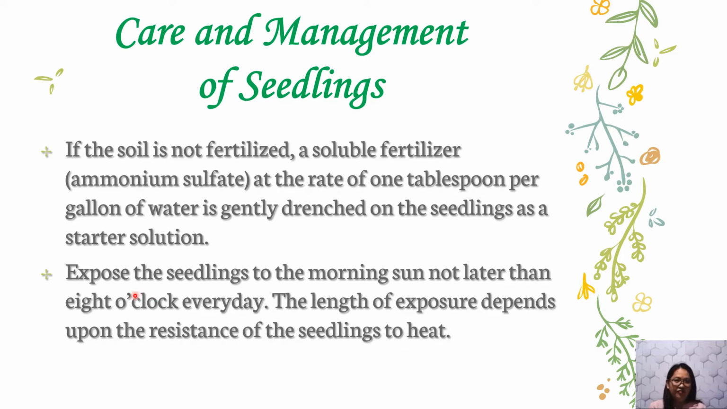Next, expose the seedlings to the morning sun not later than 8 o'clock every day. The length of exposure depends upon the resistance of the seedlings to heat. First exposure of seedlings to morning sun is 1 hour, then extended every day until whole day exposure.